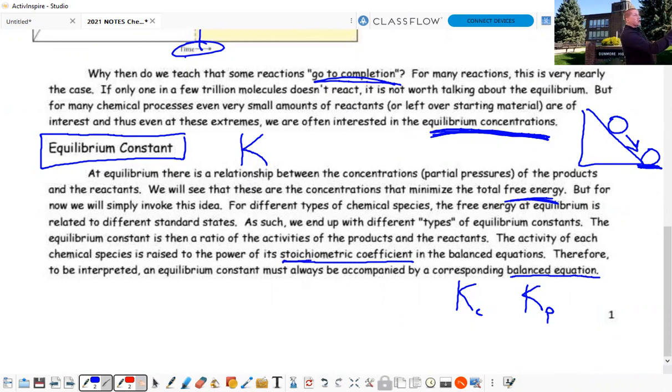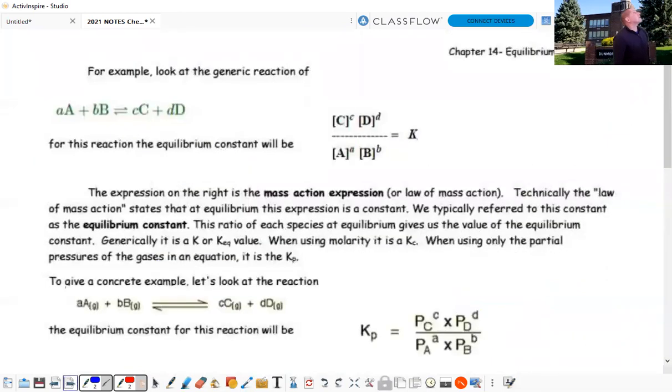We're going to look at the coefficients in the balanced equation, and those are going to be raised to the power. So they become exponents, as you'll see on the next page. So look at this example. A generic reaction of lowercase a, so that would be the coefficient in front, you know, a number, 2, 3, whatever. And that goes over here on the bottom.